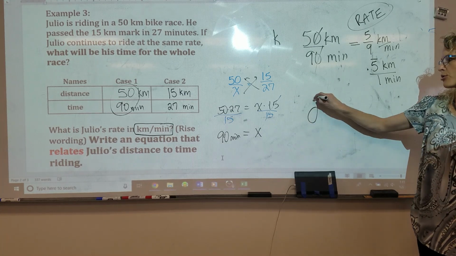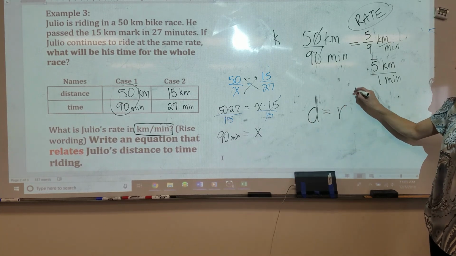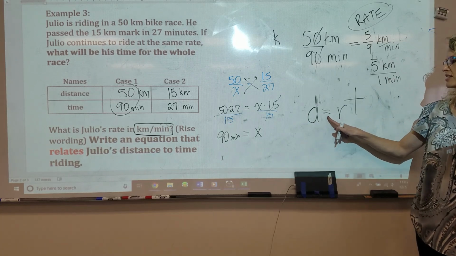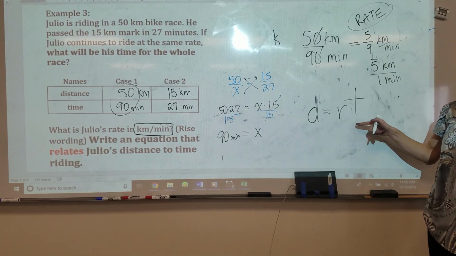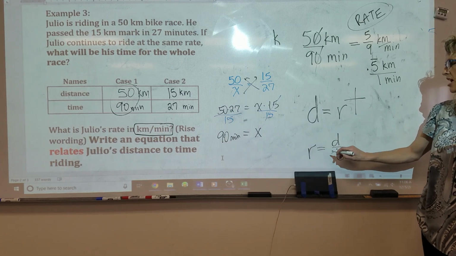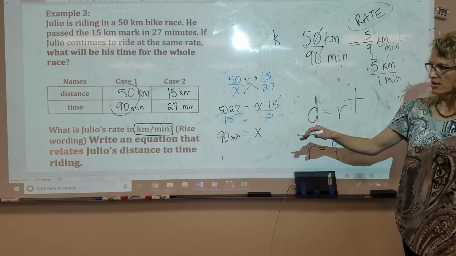One is the DIRT formula. Distance equals rate times time. What is the DIRT formula? Get ready? Distance equals rate times time. Okay. Or you can use the other one, which is rate equals distance divided by time. I want to use this one. The reason why is because of the wording here.